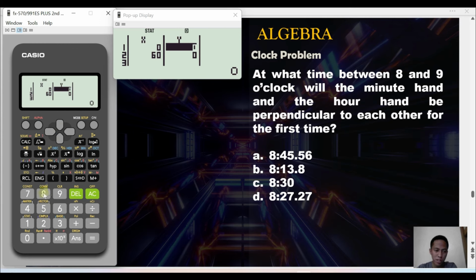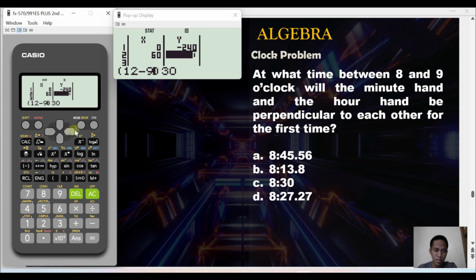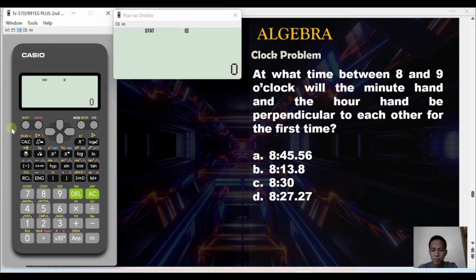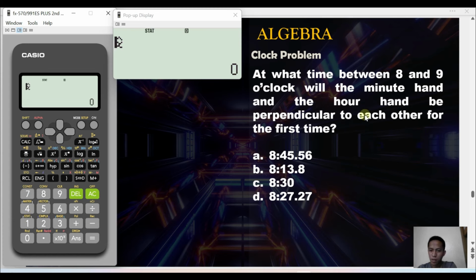So, between 8. So, 8 times negative 30 equals, so 9 o'clock. So, that is 12 minus 9 times 30. Then, equals, okay, so lagyan natin ng parenthesis para hindi siya mag-math error. And we have this equals. And we have the data. So, AC lang. Then, shift, stat, regression. So, number 4 for the minutes. So, lagay natin, hour hand be perpendicular. Minute hand and hour hand is perpendicular for the first time.